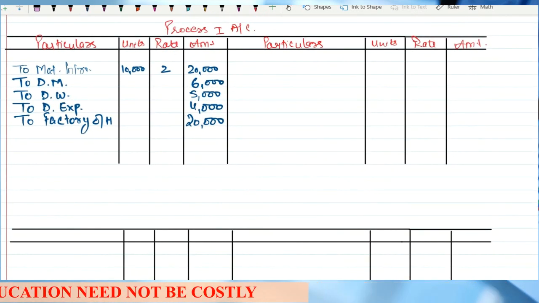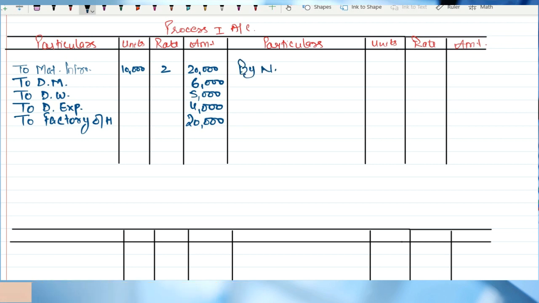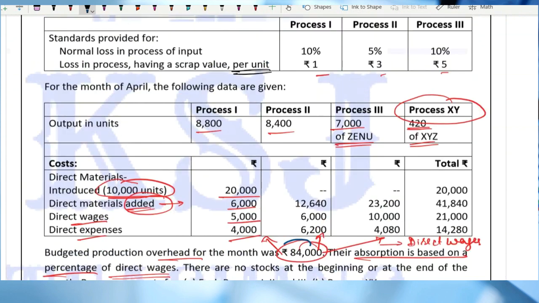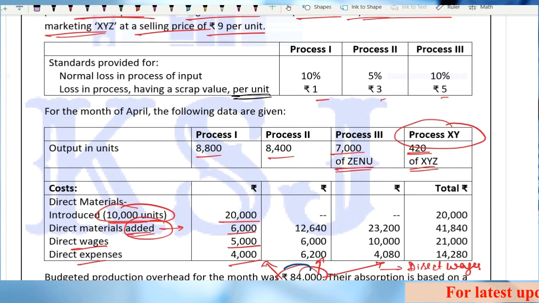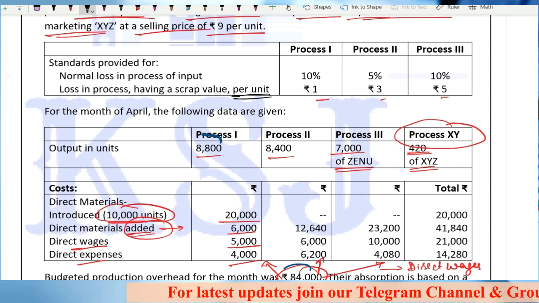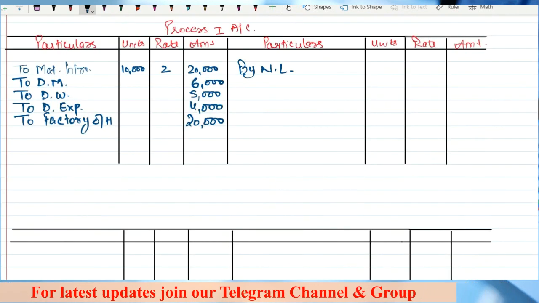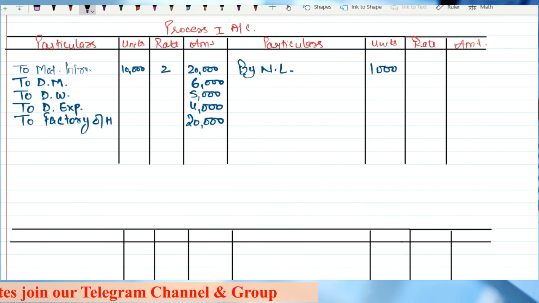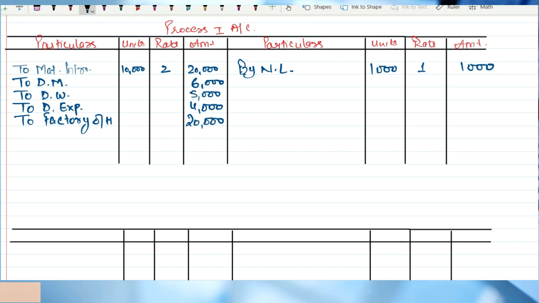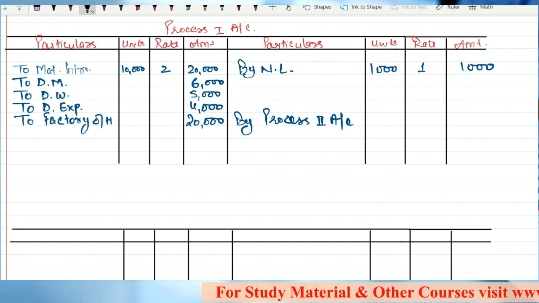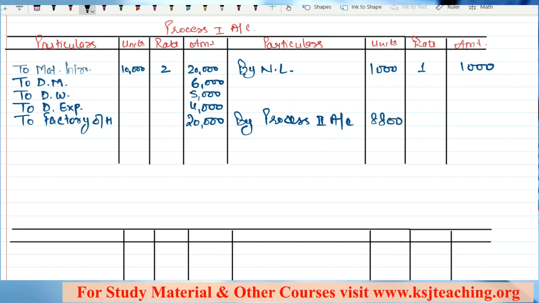Then you have a normal loss, sir. Yes, we have a normal loss here. What is the percentage of normal loss given to you? Normal loss is given as 10% of the input, that is 1,000 units. And what is the output? Output is 8,800. So 1,000 is the normal loss, and there is a scrap value of 1 rupee. So 1,000. And by next process, or what we call it as process 2 account, 8,800 units, right?